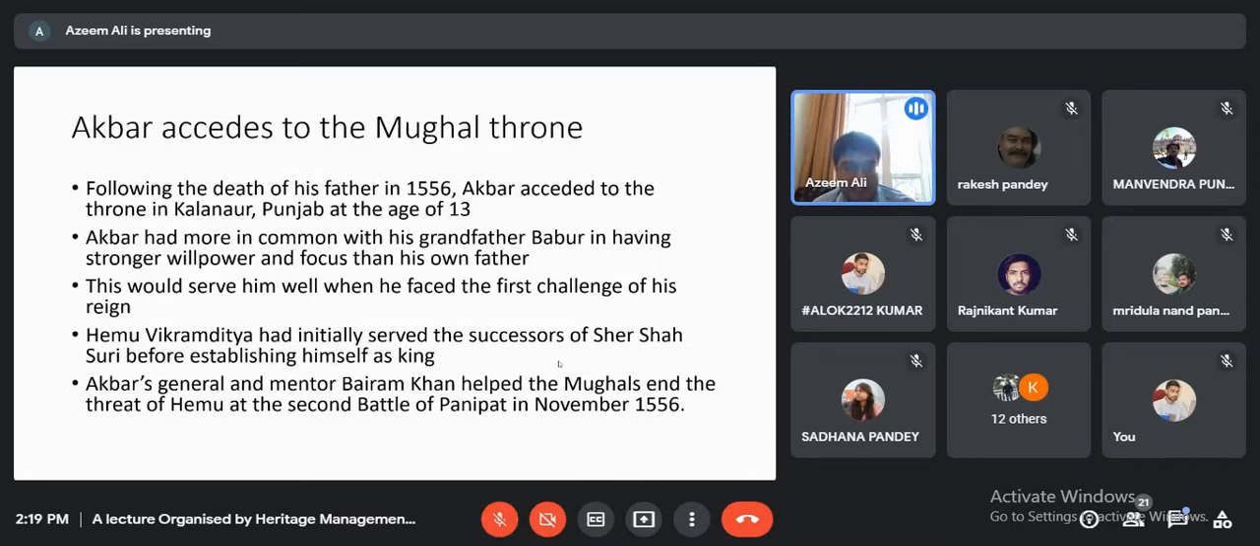And Akbar had more in common with his grandfather Babur in having a strong willpower and focus compared to his own father. And this would serve him well when he faced the first challenge of his reign. Hemu Vikramaditya had initially served the successors of Sher Shah before establishing himself as king. And he threatened the newly restored Mughal Empire, and Akbar's general and mentor Bayram Khan helped Akbar defeat Hemu at the Second Battle of Panipat in November 1556.